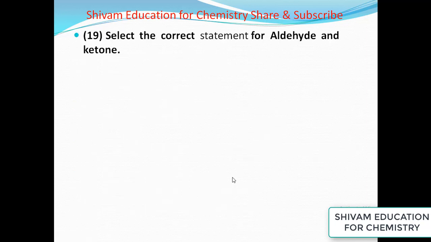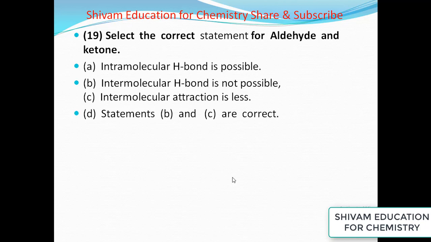Now question number 20. Select the correct statement for aldehyde and ketone. What is the correct statement for aldehyde and ketone? You know very well, in aldehyde and ketone, intermolecular hydrogen bond is not possible. Intermolecular attraction is less. So the answer of this question will be D, B as well as C.